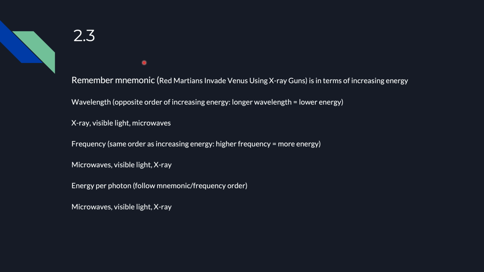Frequency is the exact same order as the mnemonic, just put them in as the mnemonic goes. So microwave, Martians, visible light, Venus, X-ray. Remember, higher frequency is equal to more energy, so just follow the mnemonic. Same exact thing for energy per photon. Follow the mnemonic, the frequency order: microwave, visible light, X-ray. Remember, wavelength is the only one that is really opposite to frequency and energy. Energy and frequency are pretty much in the same order.